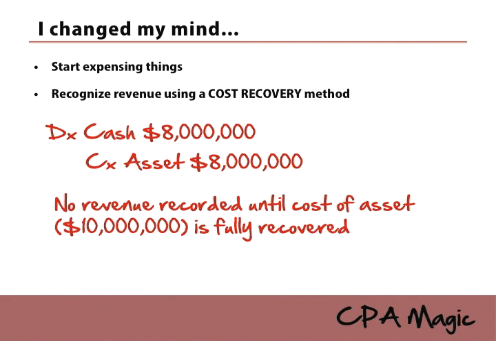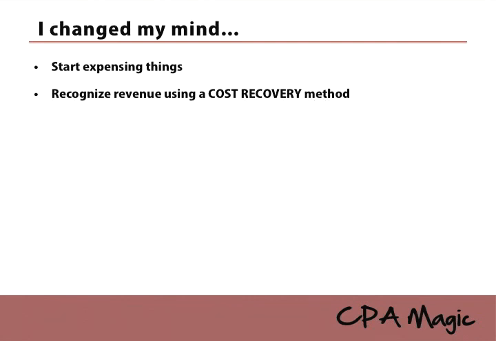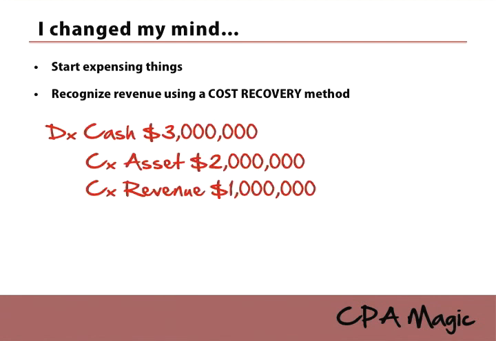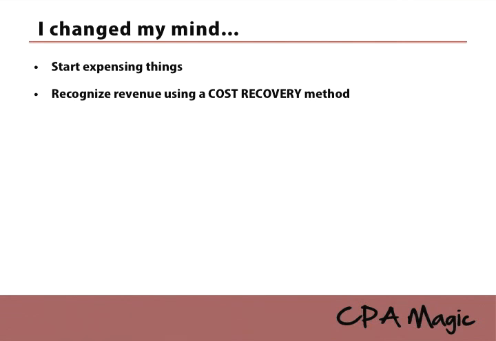You are going to net the cash that you are getting from licensing or selling against the asset's value. So now the asset will have a value of $2 million, and say they license it again to a defense contractor for $3 million. You're going to debit cash $3 million. You're going to credit the asset $2 million down to zero, and then you can start crediting revenue. So now they're going to credit revenue for $1 million. So once they recover the cost of the software they developed internally, now they can start getting revenue for it. So that's the I changed my mind scenario.